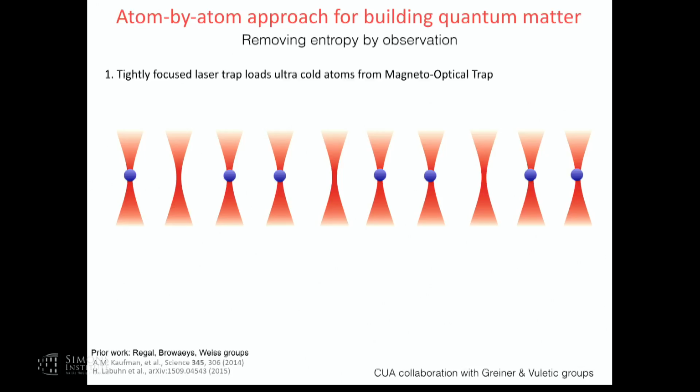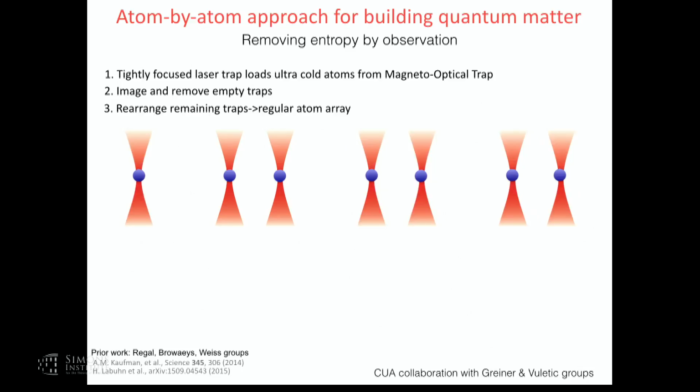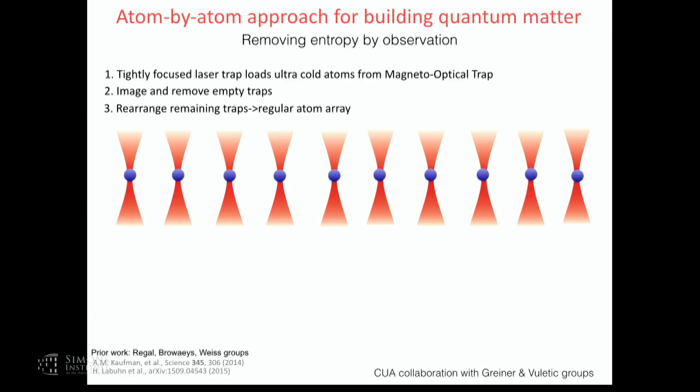So to remove this entropy, what we do is we simply take a picture of these atoms and figure out which traps are full and which are empty, and then remove the empty trap and then just rearrange the full trap in any way we desire. So at this point, we start with a regular array of atoms, all prepared in a well-defined internal state. But of course, we would like to do something interesting with them.